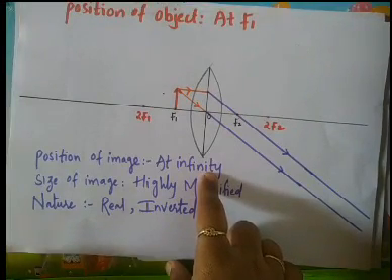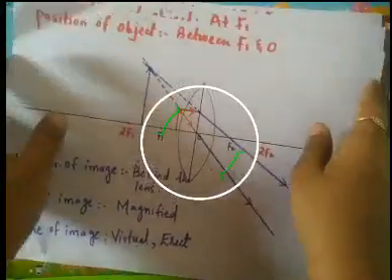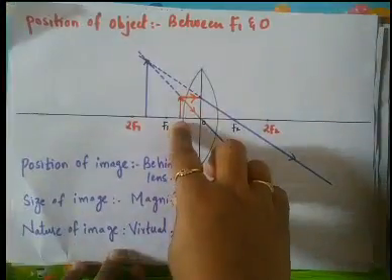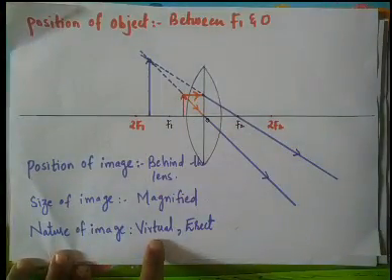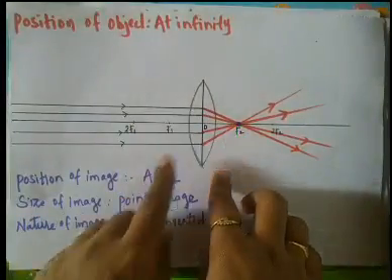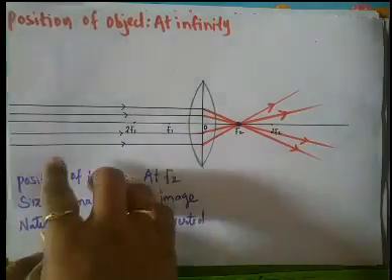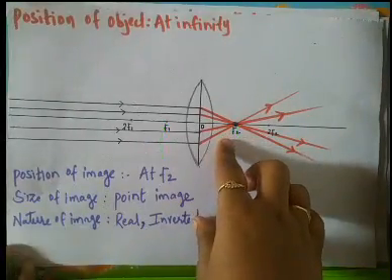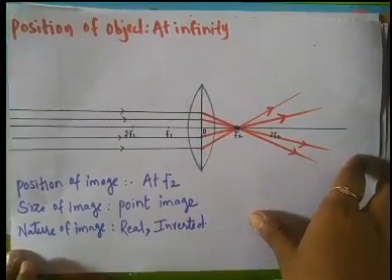Now if I keep the object more closer to the lens, that is when the object will be kept between f1 and O, this is my object, the image will form on the same side of the lens and a virtual and erect image will form. And if an object is at a very far distance from the lens, that is at infinity, then a point image will form on the second side of the lens. So these are all the 6 cases of the convex lens.